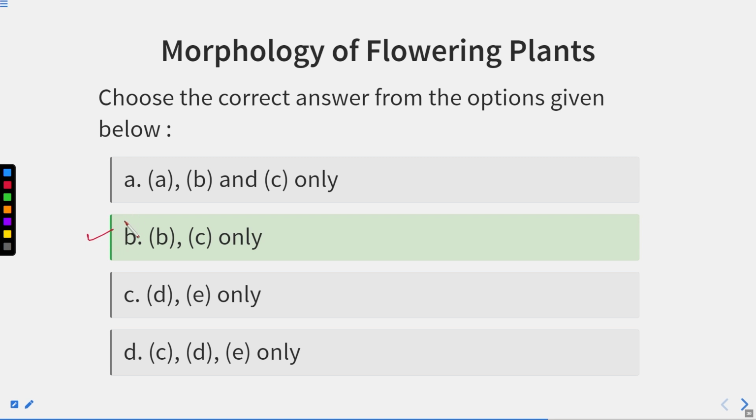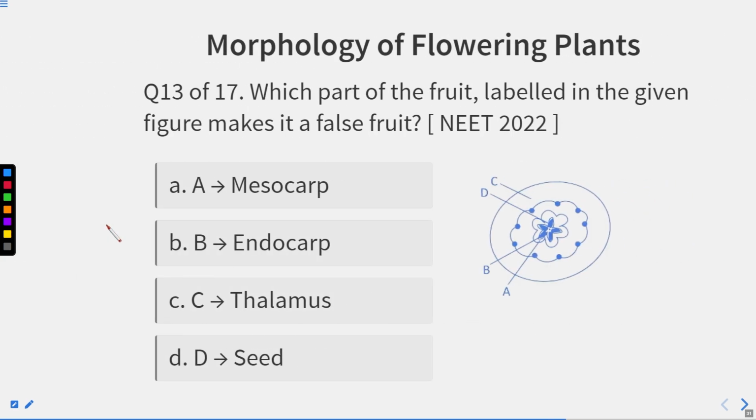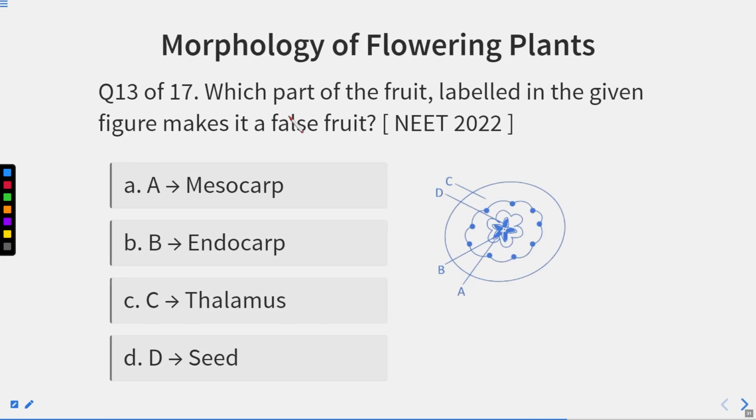All right. So which family does which characteristic belong to? Examples of all the members of the family. Now the next question is another type of question. Here a figure is given to you, and you have to look at this figure and answer the question. Which part of the fruit labeled in the given figure makes it a false fruit?